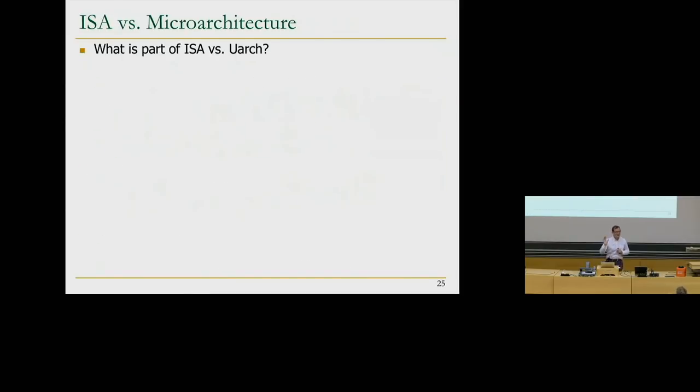So let's take a look at some examples of this. Your homework actually contains some of this also. What is part of the ISA versus microarchitecture? Let's go through the analogy of cars again, right?